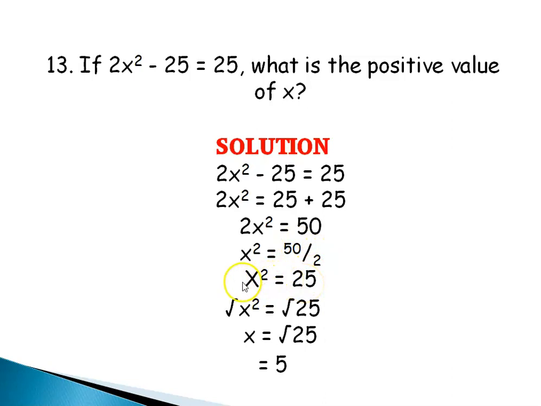So the next thing is to find the square root of both sides. Find the square root of x squared, find the square root of 25. The square root of x squared is x. Why? Because square root will cancel out the square, and this gives us x. And then the square root of 25 is 5, because 5 times 5 gives us 25. So the value of x is 5. Positive value of x is 5. Do we understand this? Very good.